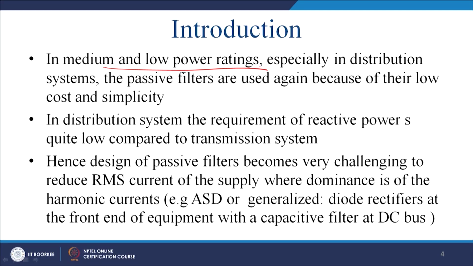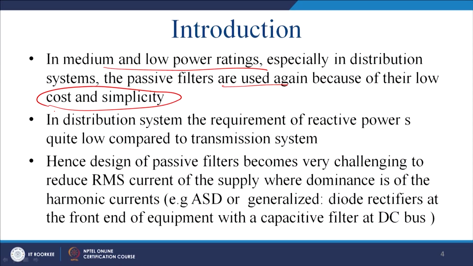So, in the medium and lower power ratings, especially in distribution systems, passive filters are used because of their low cost and simplicity. They do not have a high voltage rating, and neither do you have a big current rating, and due to that they are very compact as well as very simple to design. For its simplicity and lower cost, we prefer the passive filter.